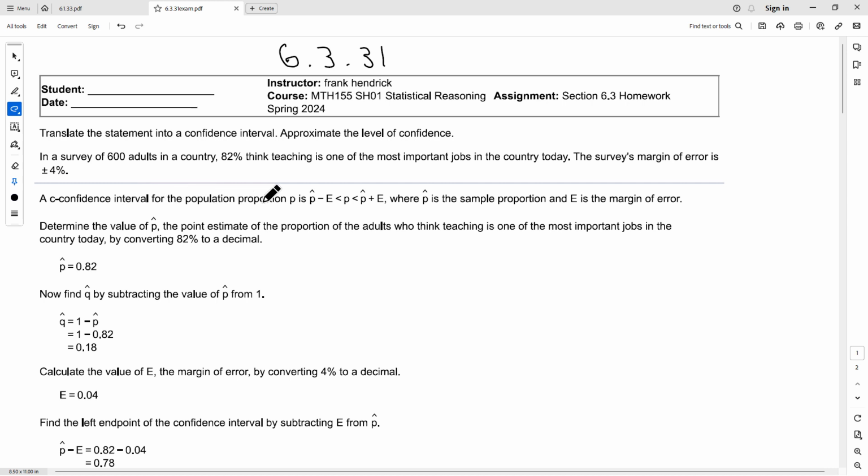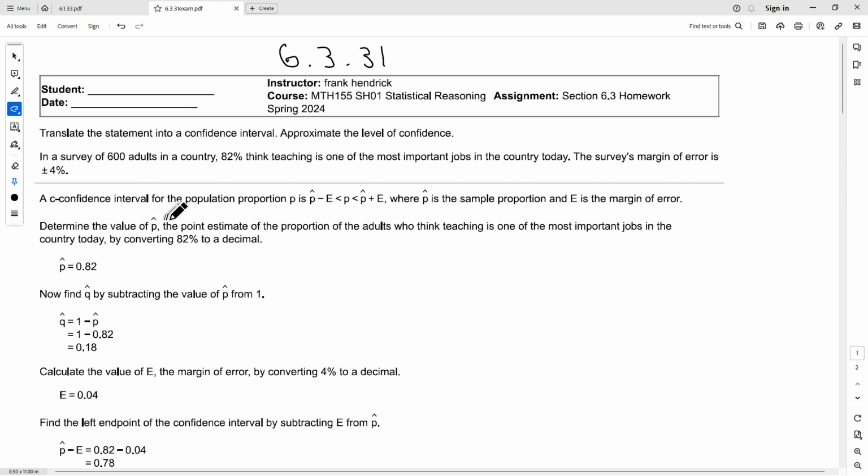For the population proportion, the confidence interval is p hat minus the margin of error is less than p is less than p hat plus the margin of error, where p hat is the sample proportion and E is the margin of error.